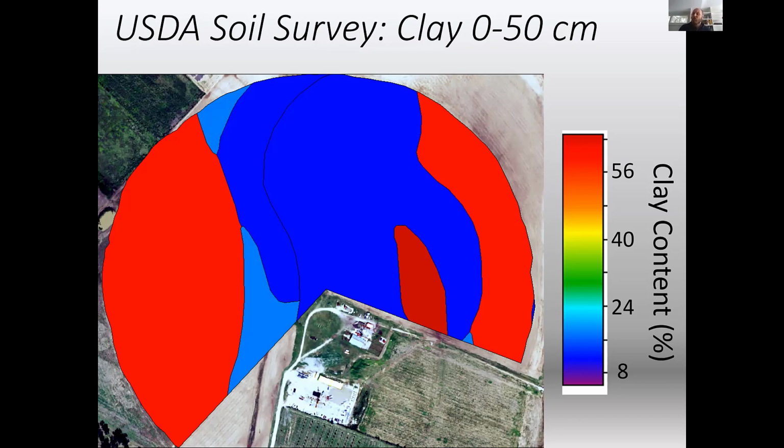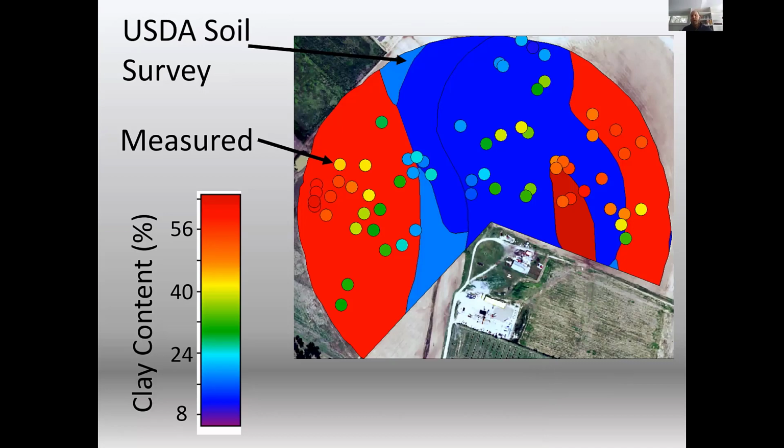But if we go and do some observations in the field and actually measure the clay content in these areas, we find that there's quite a bit of variability that's not represented in the USDA map. The dots here represent places where we've actually gone out and measured the clay content, and it's on the same color scale as the background map. You'll notice there are plenty of areas across the map where you have yellow and green soil textures, intermediate levels of clay content that are different from the underlying background USDA map.